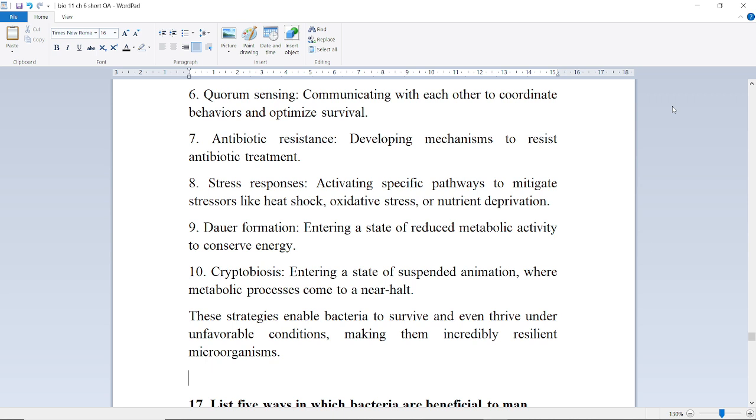Antibiotic resistance: developing mechanisms to resist antibiotic treatment. Stress responses: activating specific pathways to mitigate stressors like heat shock, oxidative stress, or nutrient deprivation. Dwarf formation: entering a state of reduced metabolic activity to conserve energy. Cryptobiosis: entering a state of suspended animation where metabolic processes come to a near halt. These strategies enable bacteria to survive and even thrive under unfavorable conditions, making them incredibly resilient microorganisms.